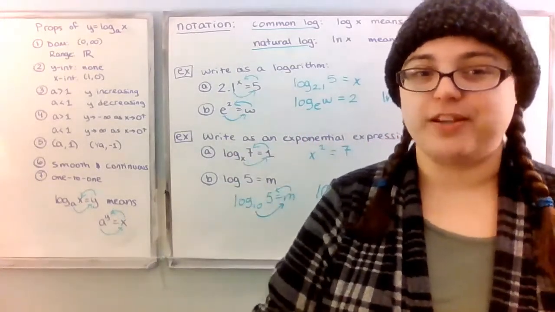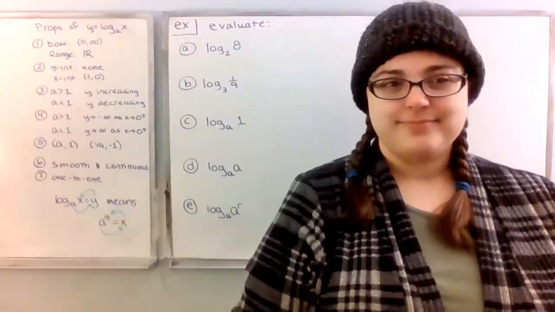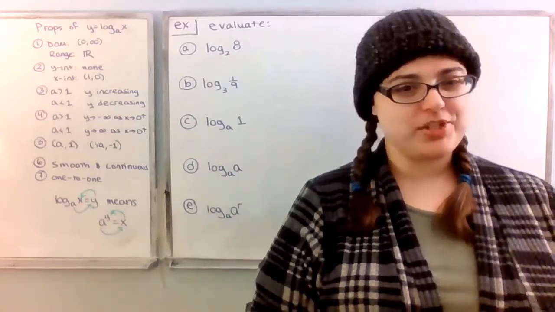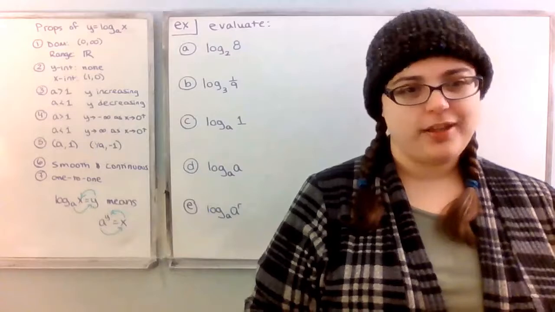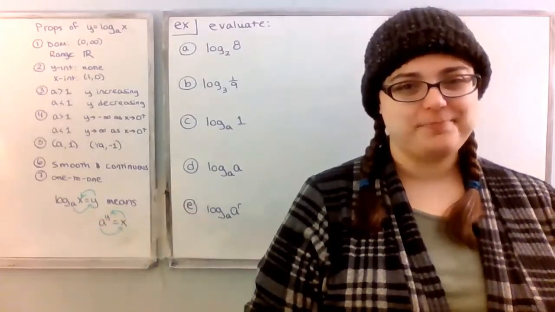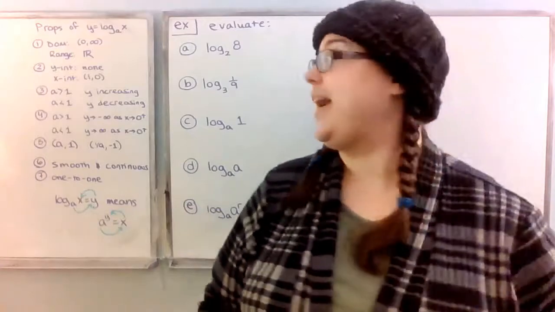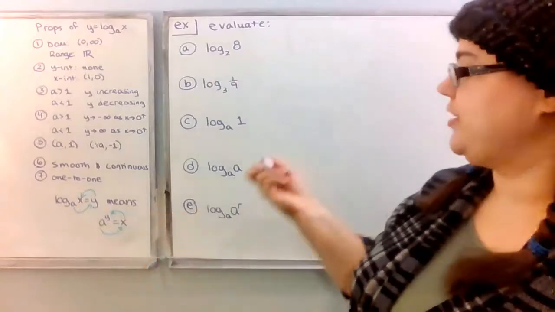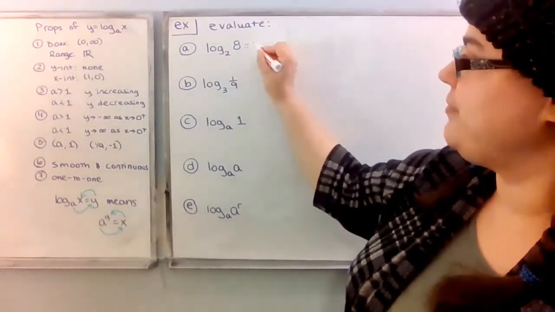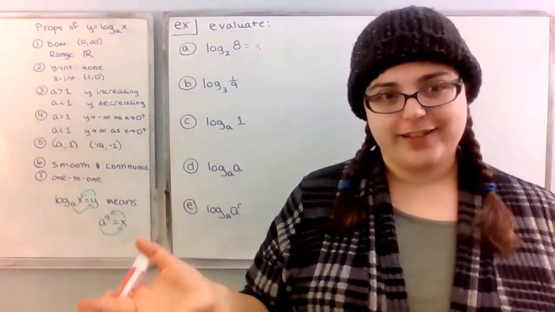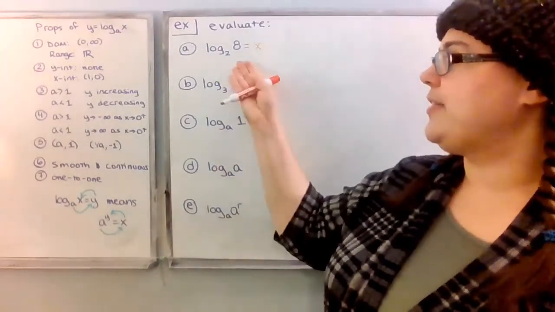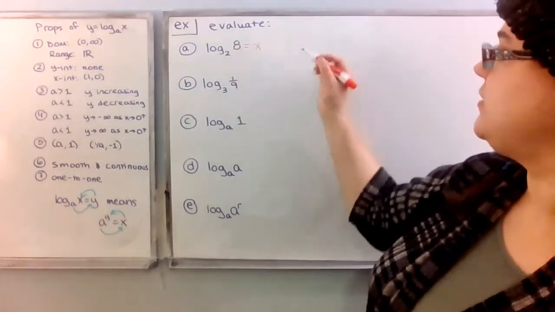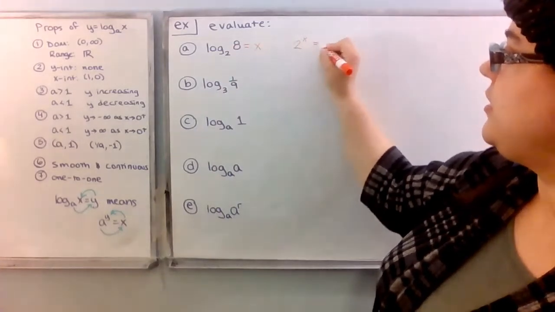So let's do some examples of doing just that. For this example, we're going to evaluate 5 different logarithmic expressions. So if you want to pause and copy those down now, you can. Otherwise, we can just work through them all together. So for this first one, we have log base 2 of 8. So to evaluate a logarithmic expression, I'm going to turn it into an equation and have that equal something. So I'm going to use x, but you can use your favorite letter. Then we're going to rewrite this in exponential form. So we have 2 to the x equals 8.